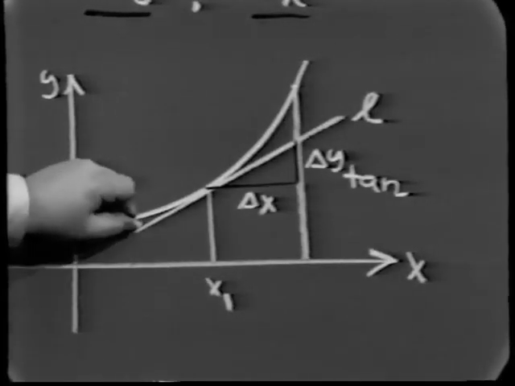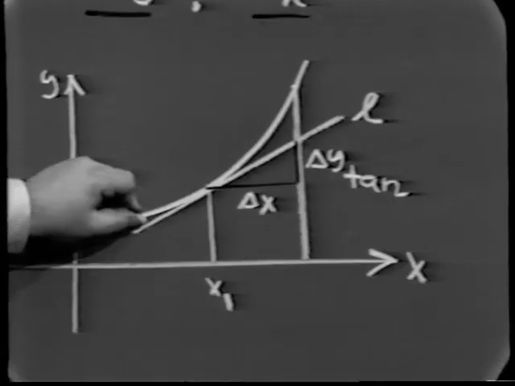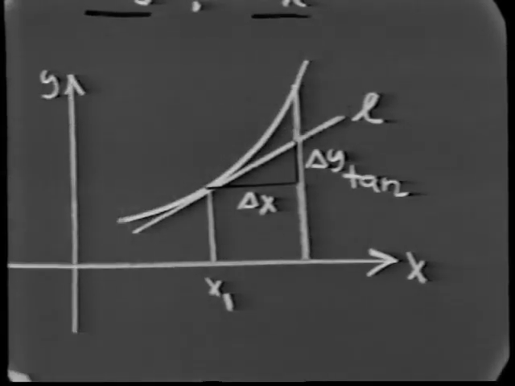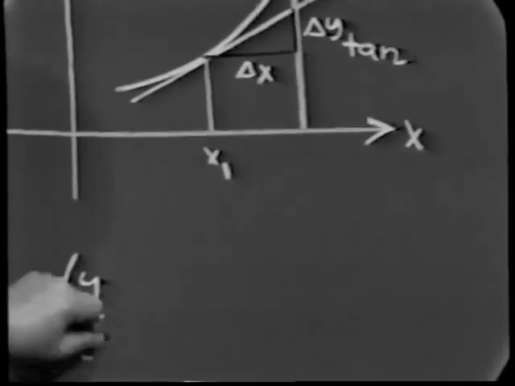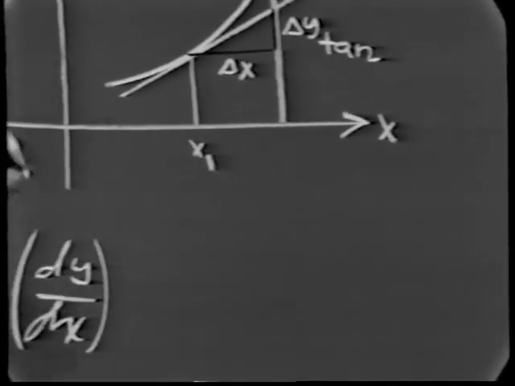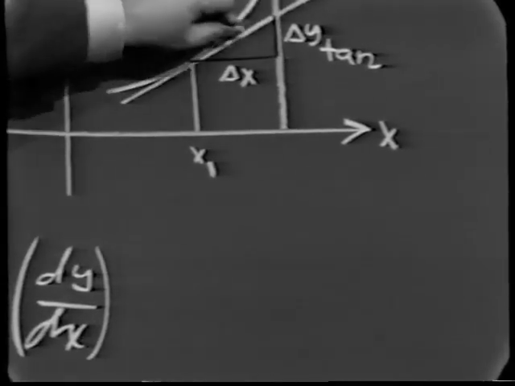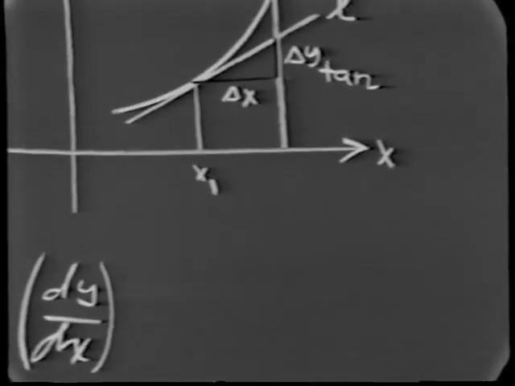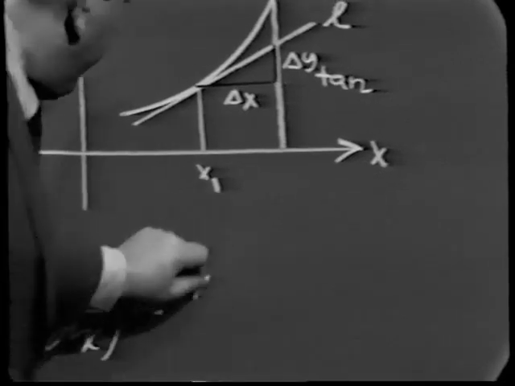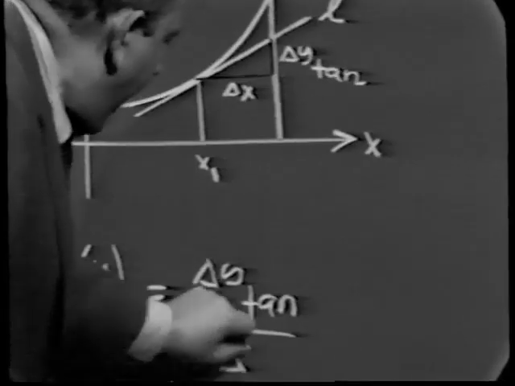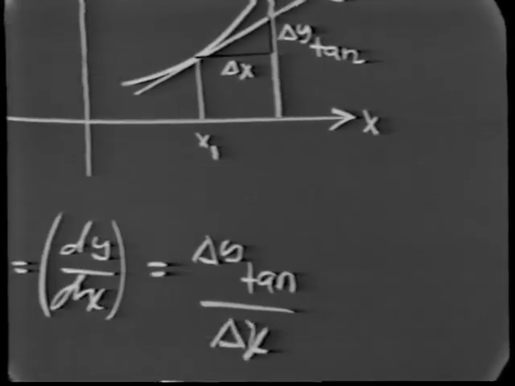Namely, we've already answered this question, except that we haven't concentrated on the fact that we solved the problem. Let's go back to this line L again. What is the slope of the line L? On the one hand, we've learned that slope is the derivative, dy dx. On the other hand, just by looking at this little accentuated triangle here, the slope of the line L is also given by delta y tan divided by delta x.